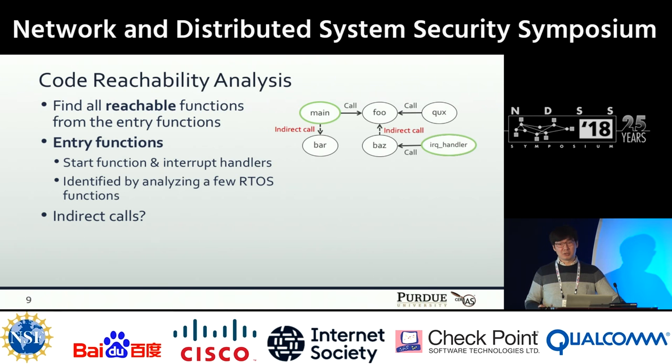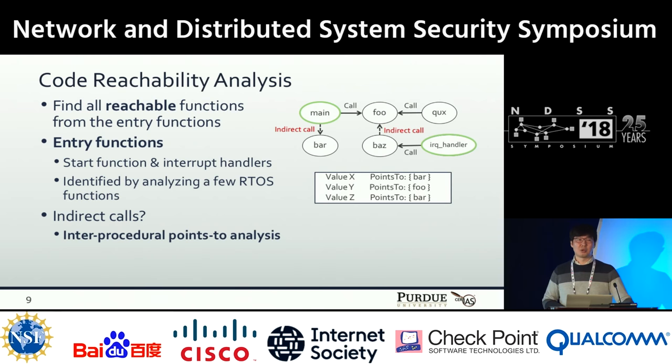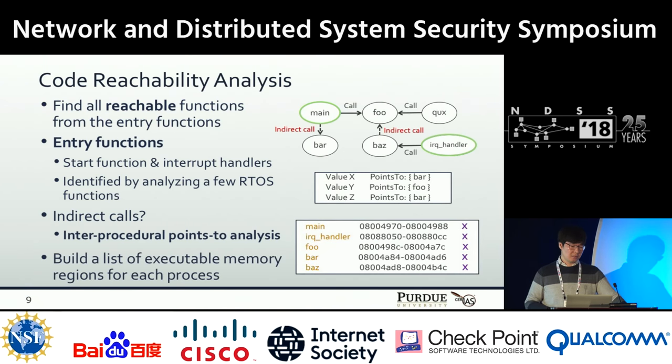Of course, indirect calls are a known topic that is difficult to analyze. We used an existing tool called SVF to do interprocedural points-to analysis. Then based on the analysis results, we build executable memory regions for each process so that we can enforce at runtime that only these functions are included for this particular process in the memory views.